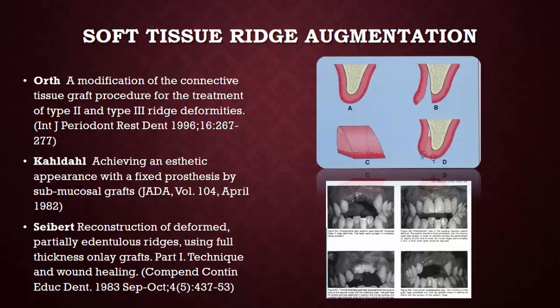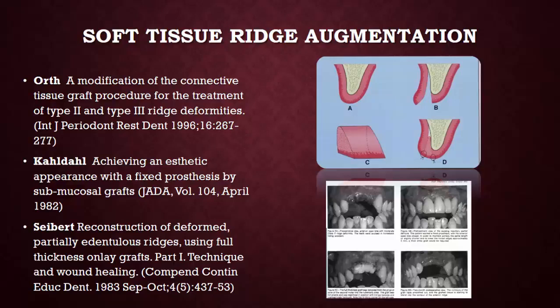The lower picture was taken from a Seibert article. It's an old article from 1983, and we can see from the picture there's a ridge deficiency, and they used a free gingival graft. They deepithelialized the crestal part of the tissue, then applied the free soft tissue graft on the top of the ridge and sutured the graft. We can see the healing after that, and the patient ended up with a fixed bridge.